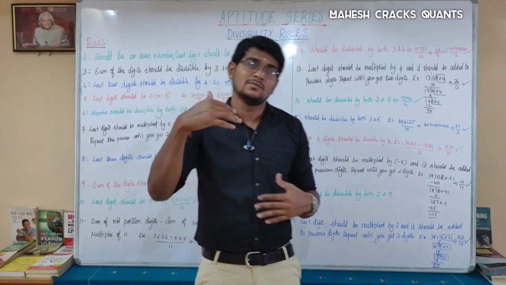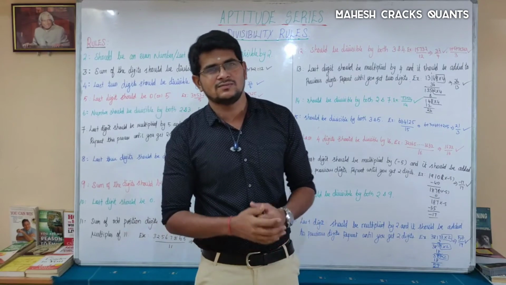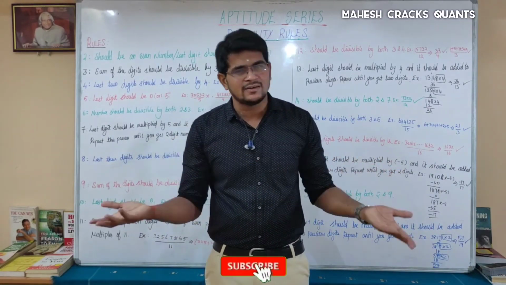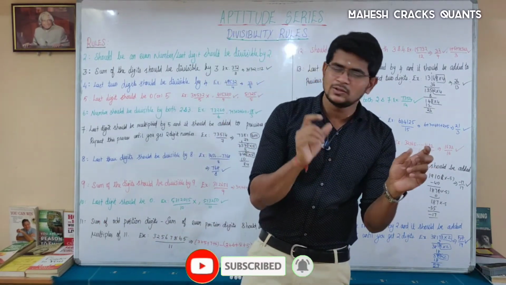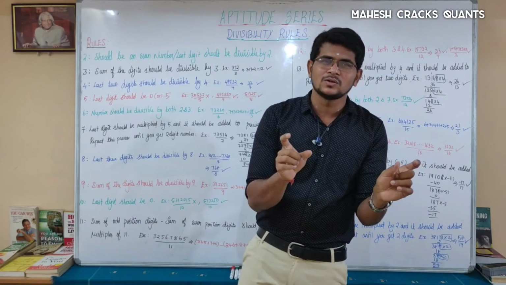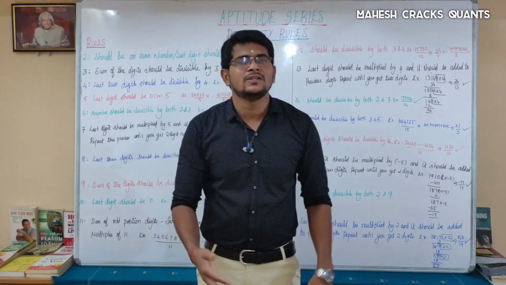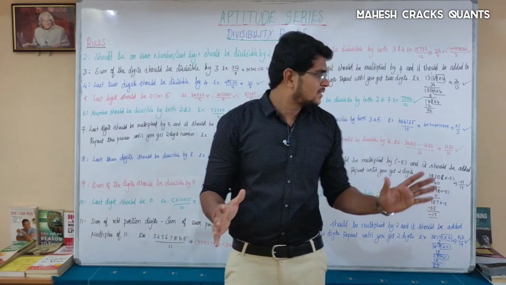For example, the rule for 56 is nothing but 8 into 7. 8 and 7 don't have any common factor. For 38, the rule is nothing but 2 into 19. So you know the rule for 2 as well as for 19, then 38 is over. Likewise, you can form rules by yourself. Okay, that's all for the divisibility rules.